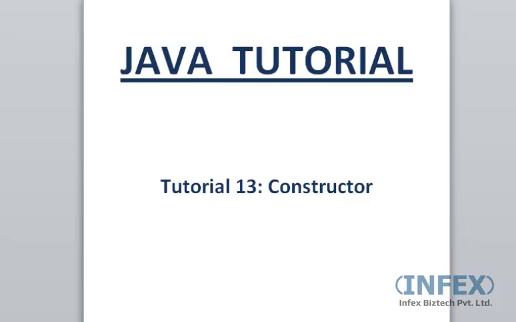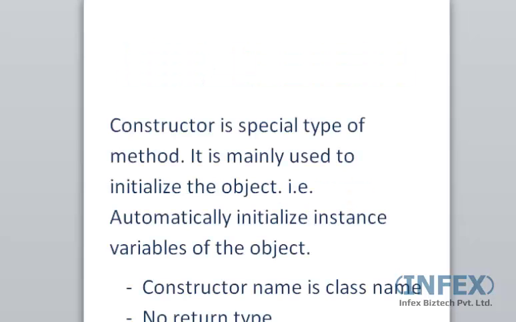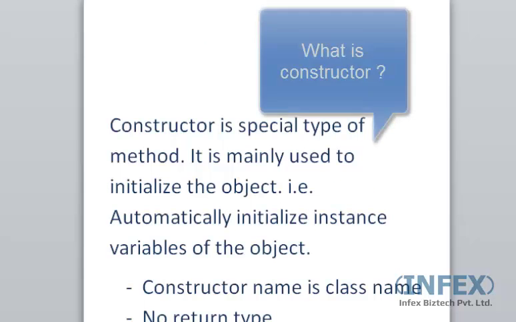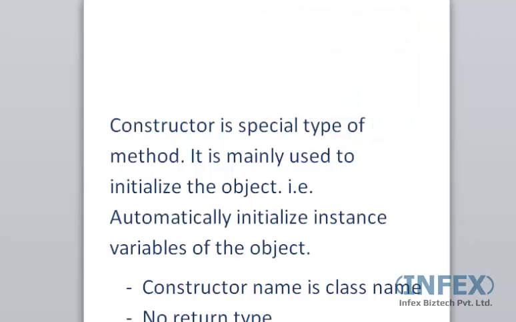In the previous tutorial we already studied about the class, creating objects and use of methods. In this tutorial we are going to study about the constructor. First of all, what is a constructor? It is a special type of method. It is mainly used to initialize the object, which means automatically initialize the instance variables of the object.